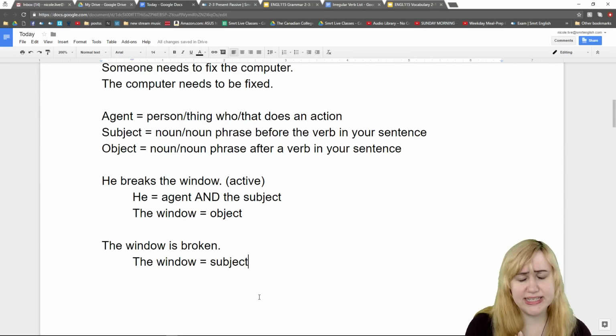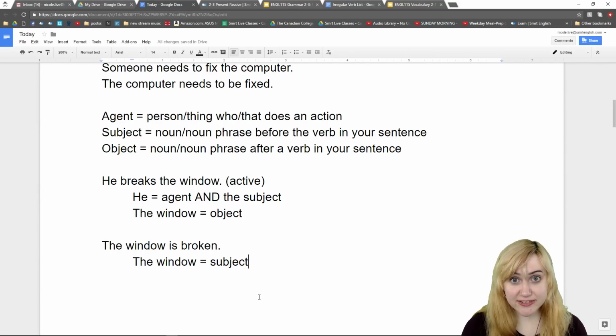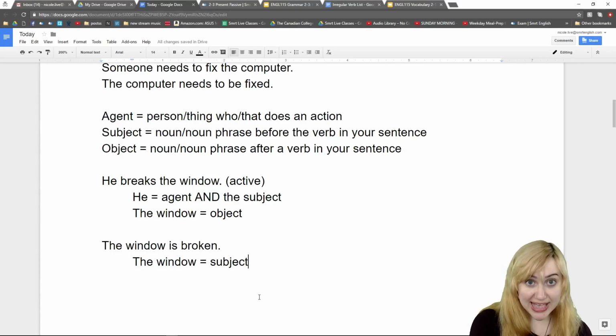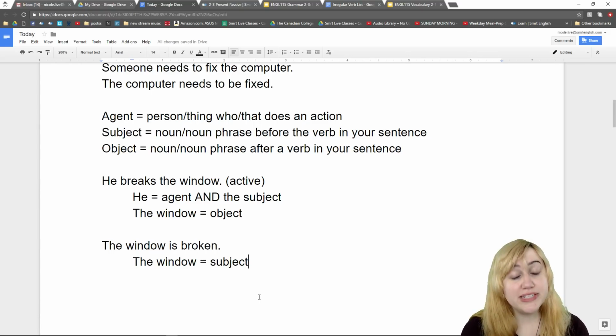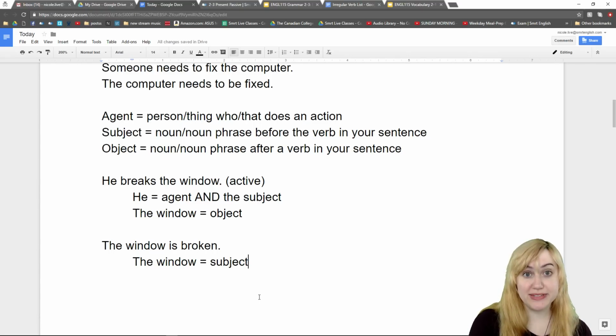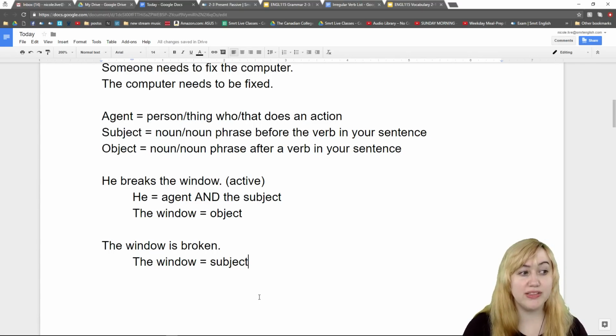If it doesn't make sense, that's okay. That's a very high-level question. But just think of this. When we change active to passive, we're changing the object to a subject. I'll give you one more example where this is very, very clear.